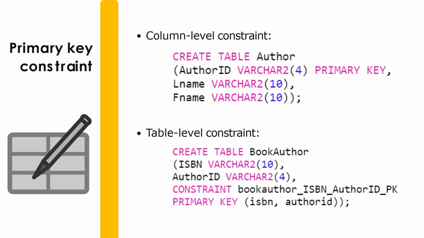For the column level constraint, we can see that the author ID is our primary key. If we're going to do the table level constraint, we can see that we specify the keyword constraint, the name of our constraint, in which case we specify it to be book author underscore ISBN underscore author ID underscore PK for primary key, and then the primary key keyword, and then the columns that are going to be the primary key. In this case, ISBN and author ID are the primary keys for our book author table.